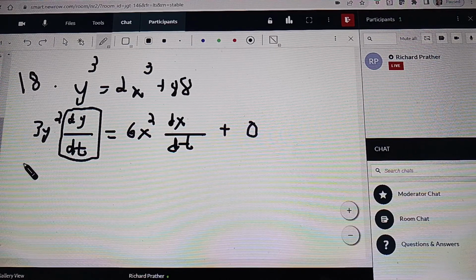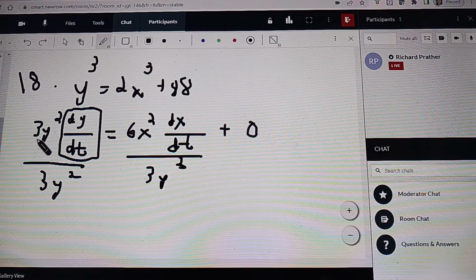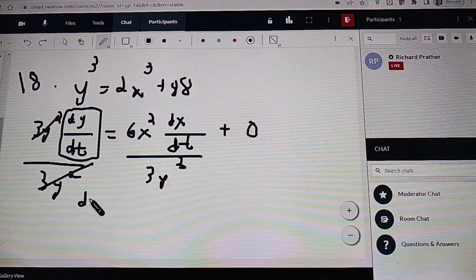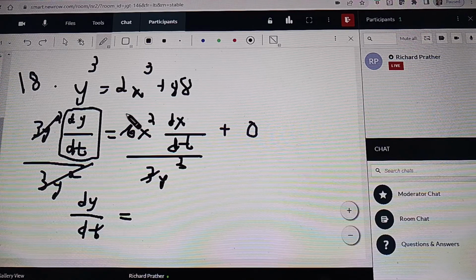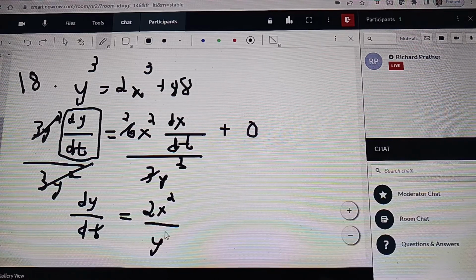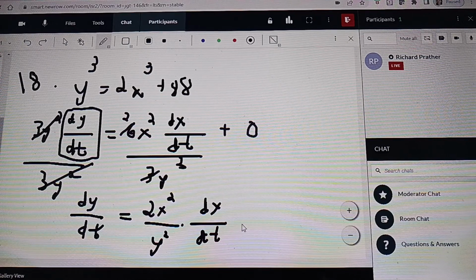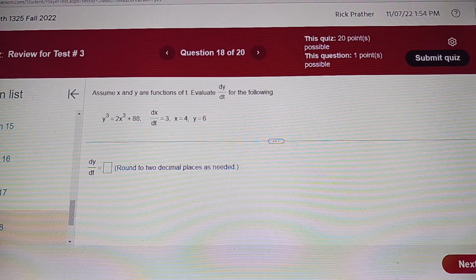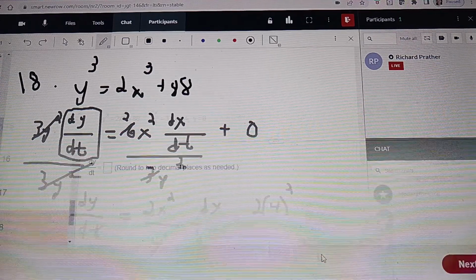So we can divide both sides by 3y squared. Dy over dt. I could reduce this 6 and 3 to 2. I can get a 2x squared over a y squared. And I could just put the dx over dt attached to that multiplied in. And now we can plug in all our values. So x is 4, y is 6. And dx over dt just has a value of 3.